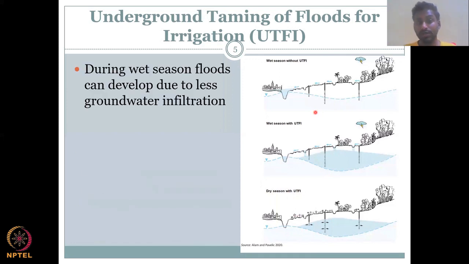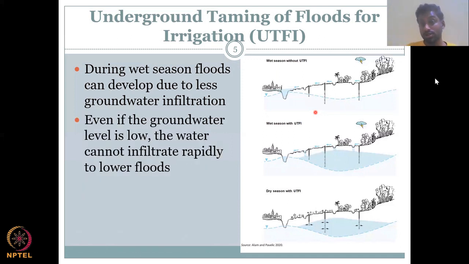During the wet season, floods can develop due to less groundwater infiltration also, because the soil is very wet and so the infiltration is very slow. However, if you have this long recharge shaft, and I'll show you the figures of how a recharge shaft looks, it's an engineered product where you could push water into the recharge shaft faster. And thereby, it goes not into the shallow aquifer, but directly to the deep aquifer.